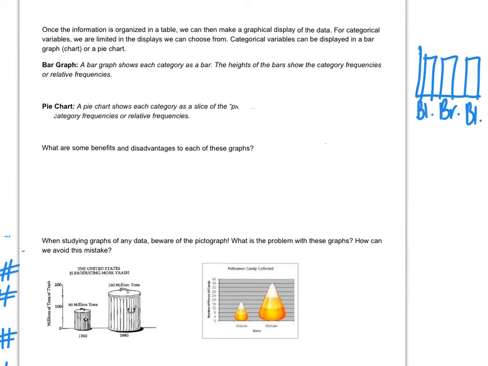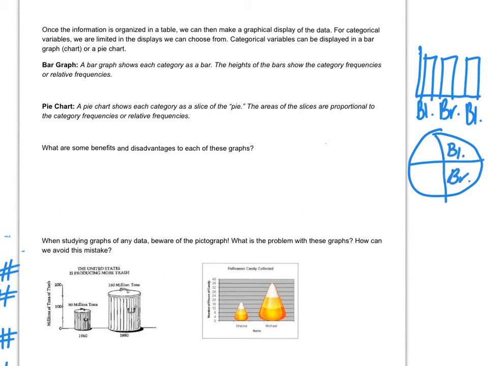Now, a pie chart, of course, is used for something a little different. A pie chart is going to show how the category fits as a slice of the pie. So the areas, of course, are proportional to the category frequencies or relative frequencies. A pie chart, I'm sure you guys are familiar with, would look something like this. You'd have your circle, right? And you'd have the black hair, the brown hair, the blondes, and then the redheads. And each of these slices would represent the proportion that they are of the whole group.